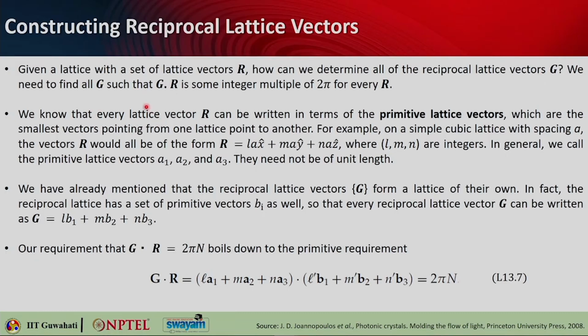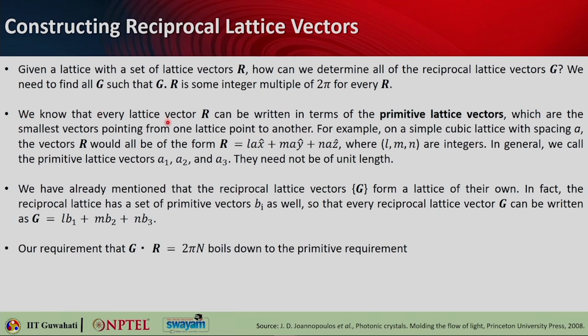So, here we are naming the real lattice vectors as capital R and the reciprocal lattice vectors as capital G, and let us find out what the relationship between G and R is. We need to find all G such that G dot R is some integer multiple of 2 pi for every value of R. So, how do you do that?